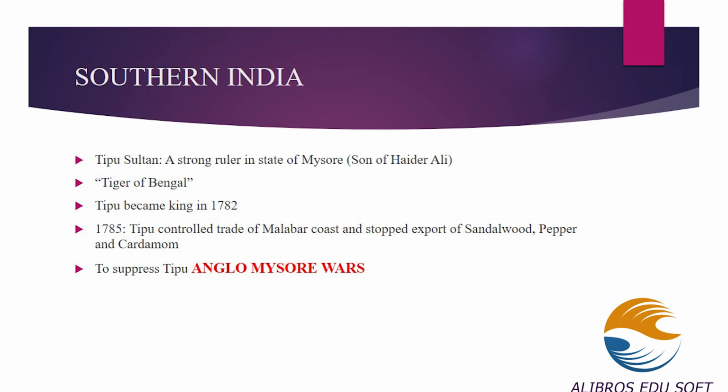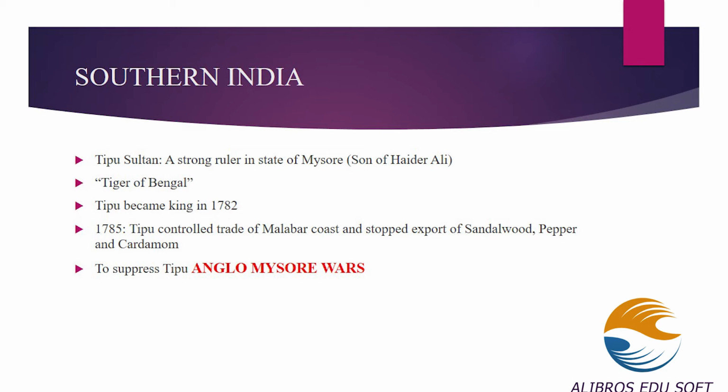Now we will discuss what happened in southern India, especially Mysore. There was a very important king named Hyder Ali. His son Tipu Sultan was a very strong ruler in the state of Mysore. Tipu Sultan was also known as the Tiger of Mysore. He became the king of Mysore in 1782.